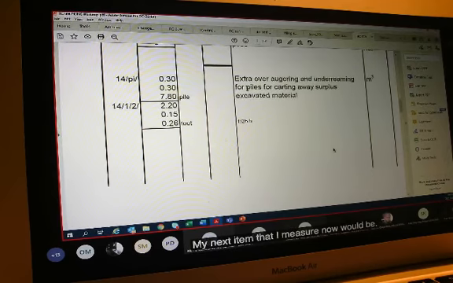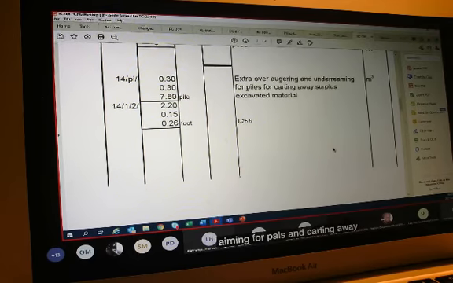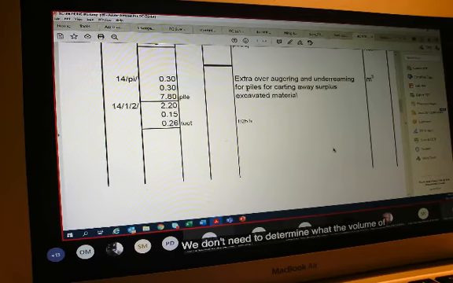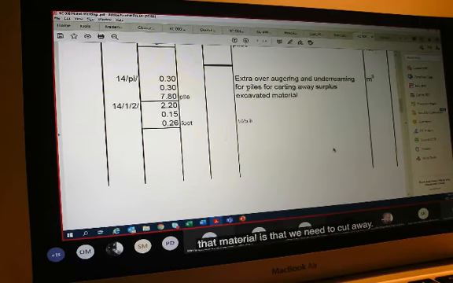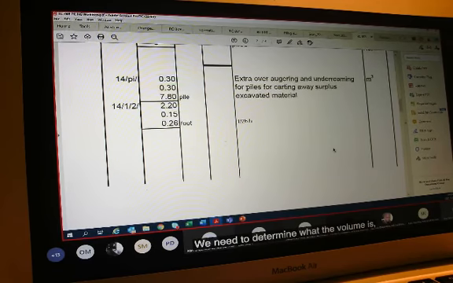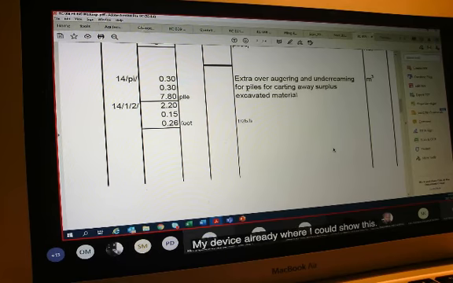When I look at my next item, my next item that I measured now would be extra over augering and under reaming for piles and carting away the surplus excavated material. We now need to determine what the volume of that material is that we need to cart away.